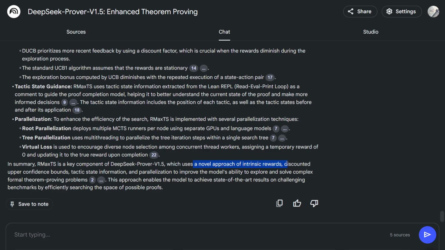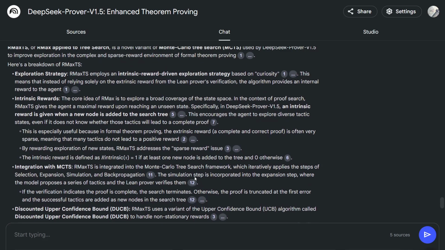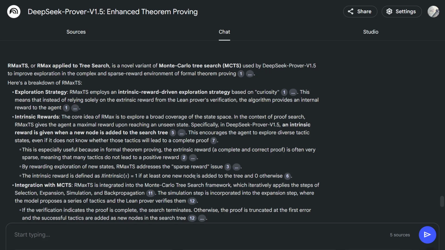It's like navigating a maze. Exactly. The researchers found that DeepSeek-Prover-V1.5's success was heavily influenced by the intrinsic rewards and the DUCB mechanism. So it's like the AI is constantly learning and adapting. Precisely. That adaptive learning process is one of the things that makes DeepSeek-Prover-V1.5 so powerful.